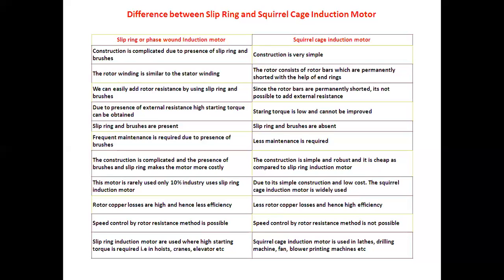Speed control by the rotor resistance method is possible for the slip ring induction motor. For the squirrel cage, speed control by the rotor resistance method is not possible. Slip ring induction motors are used when high starting torque is required, that is in hoists, cranes and elevators, etc. The squirrel cage induction motor is used in lathes, drilling machines, fans, blowers, printing machines, etc. So this is the difference between the slip ring and the squirrel cage induction motor.